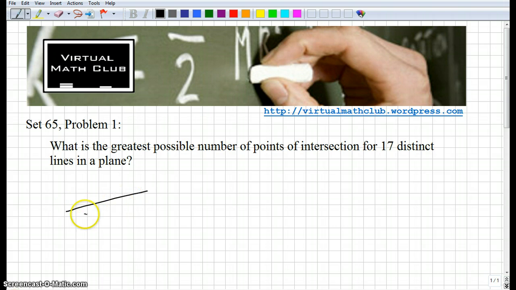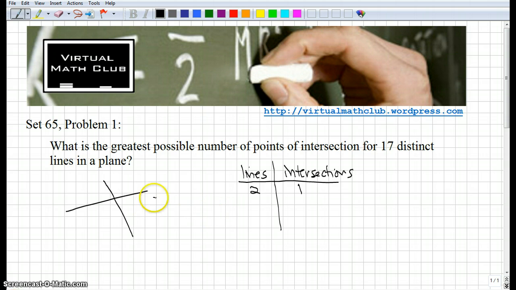Okay, so if we have one line, there's no intersections. We need at least two lines to make one intersection. So let's keep a little table over here, keeping track of the number of lines and the number of intersections. So if we have two lines, we have one intersection.